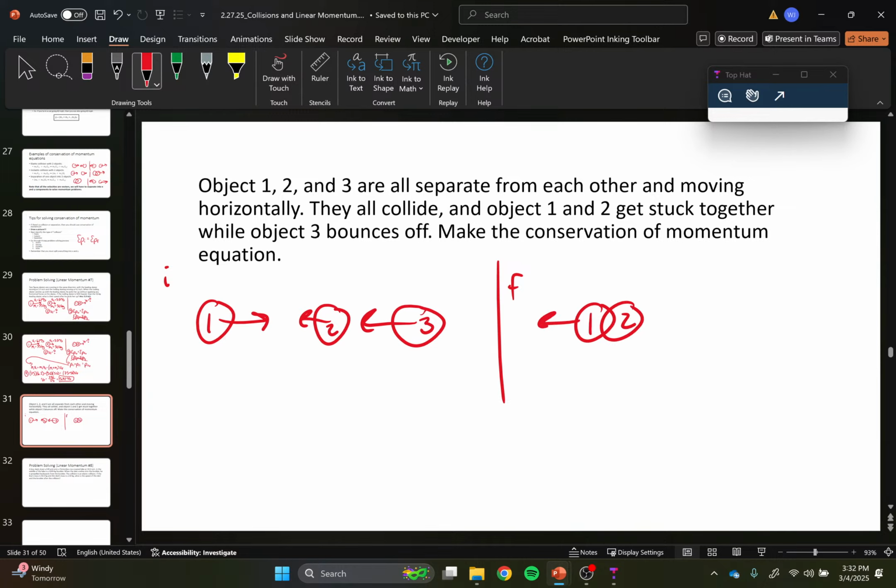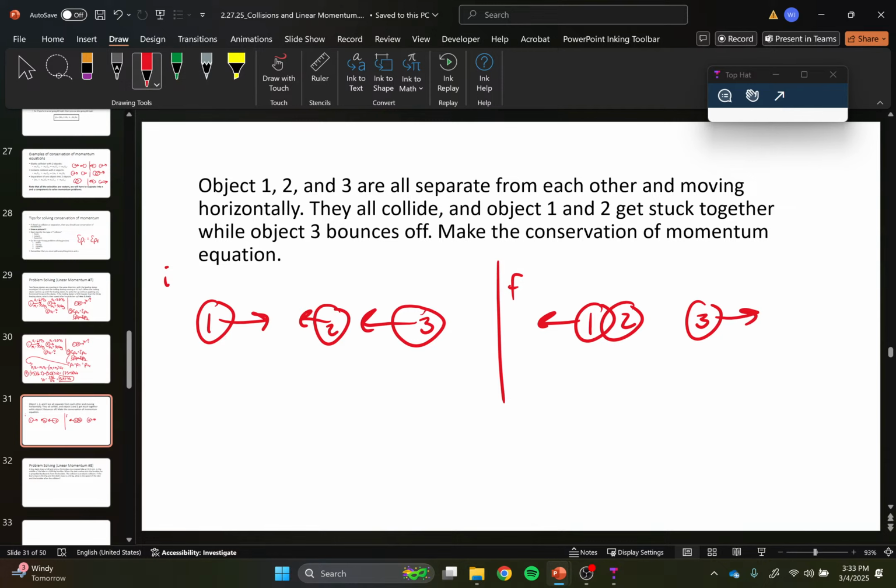Don't care which way they move. Doesn't matter. We don't put positives and negatives when we're building this equation. We let the math do that; if the velocity is negative, then we'll put it as negative, but we don't write it in the equation. Great. So they're stuck together and object 3 is, let's just say, going off to the right. Who cares? Doesn't matter which way they're going. And then you sum it up.